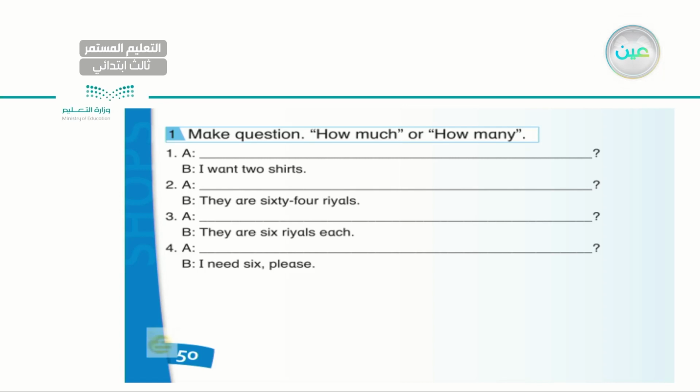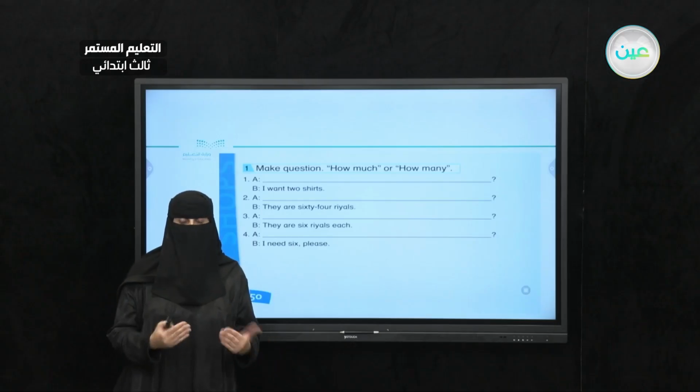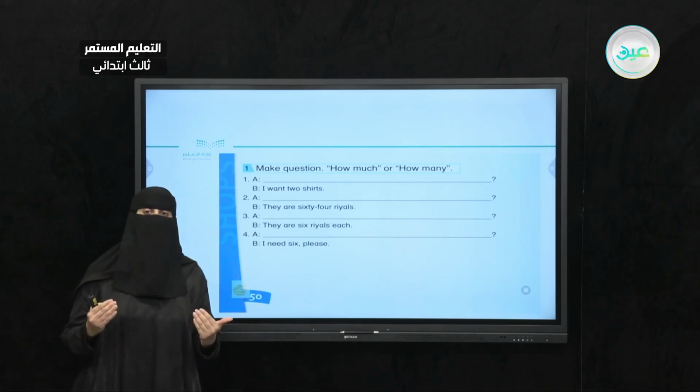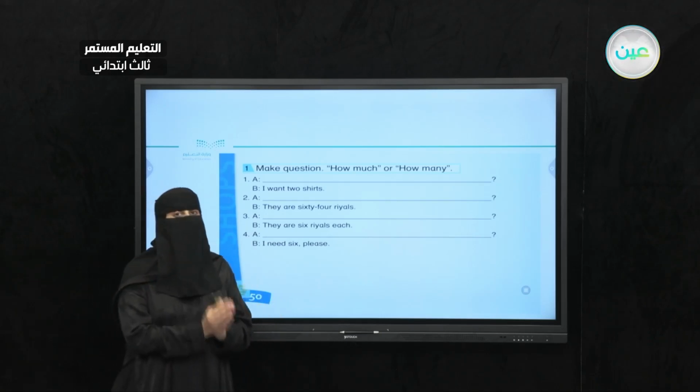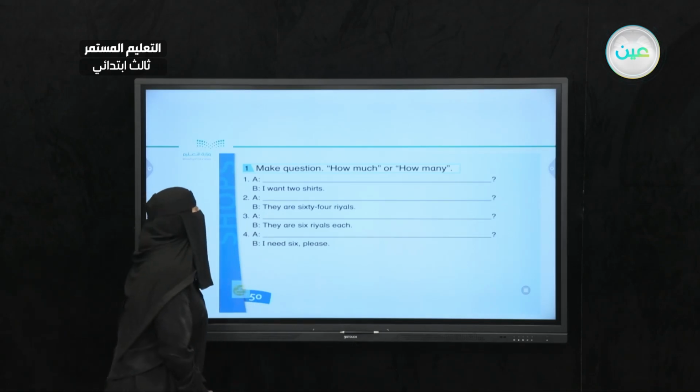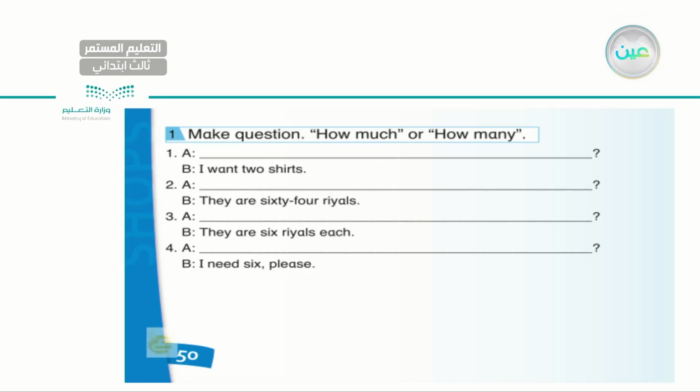For the lower part at page 50, as you can see, here I gave you the answer to the question. So we try to do it differently now. We have the answer. What we need to do is to write the question. Okay? So let's start by reading the answer first and decide, are we going to start with how much or how many? Number 1, I want 2 shirts.